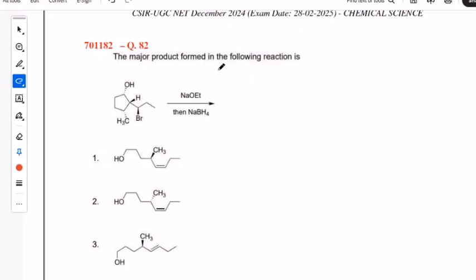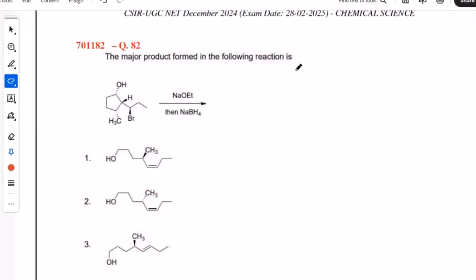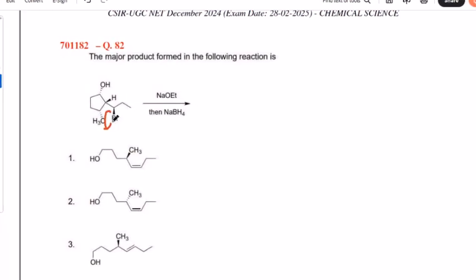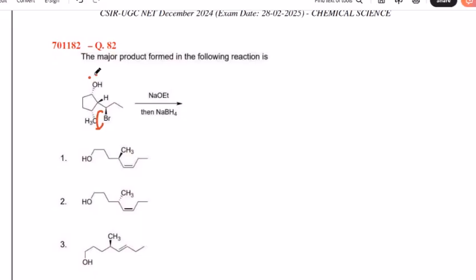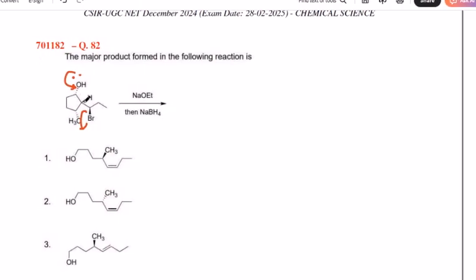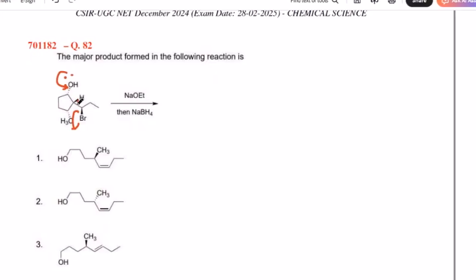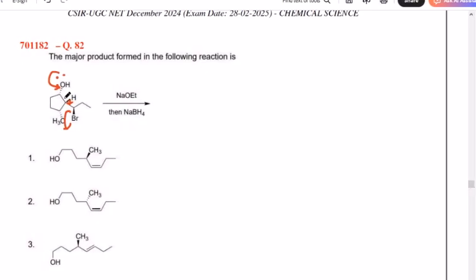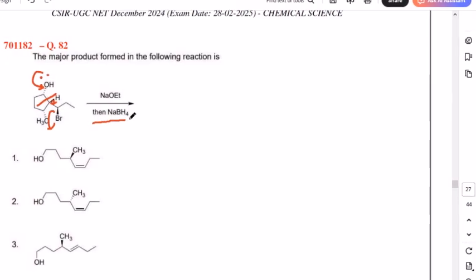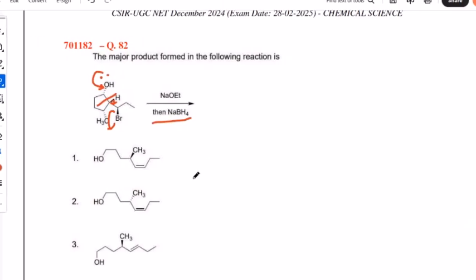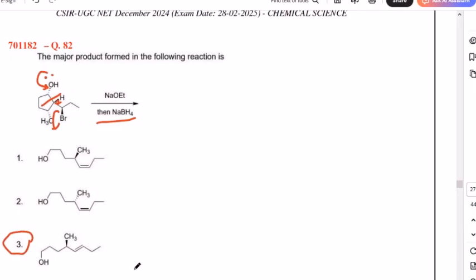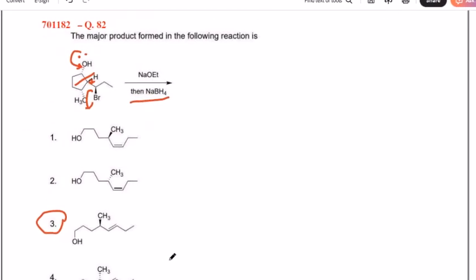Next, the major product formed in the following reaction is, so sodium ethoxide, what is going to happen? Here it is going to go out. So here it is going to give a carbonyl, and it is going to cleave. Then this aldehyde is going to be reduced by sodium borohydride to give this. So yes, option number 3 is the correct option, friends. So question number 82, option number 3 is the correct option.